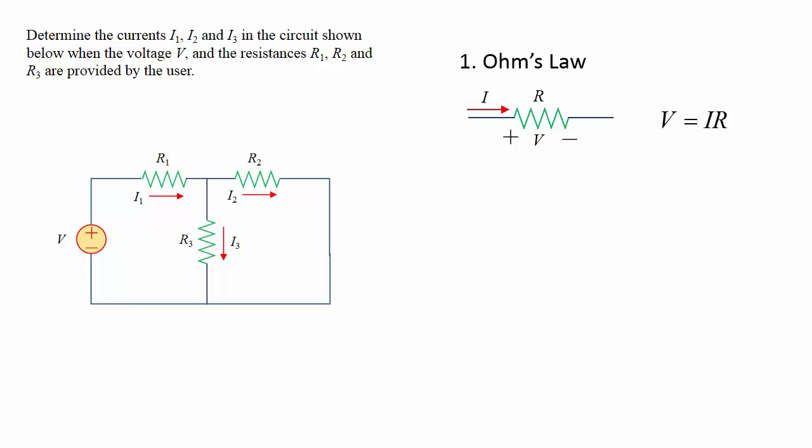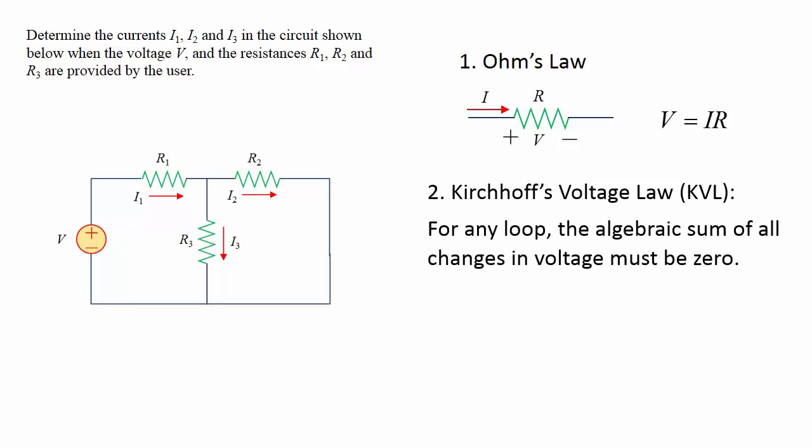So you can rewrite this equation if you want to. Let's say if you know the resistance and you know what the voltage drop is across this resistor, then you can also calculate current, which equals V over R. The remaining 2 things are Kirchhoff's 2 fundamental laws.